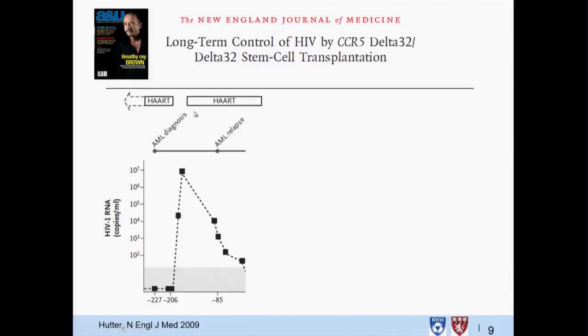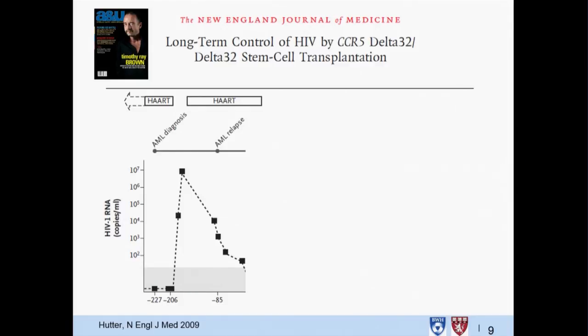He had an interruption while he was undergoing chemotherapy, and you can see his viral load rebounded here to relatively high levels. And then it came down after he restarted antiretroviral therapy. And then he underwent what's called a stem cell transplant, right?